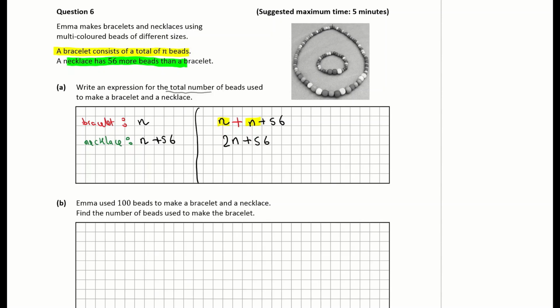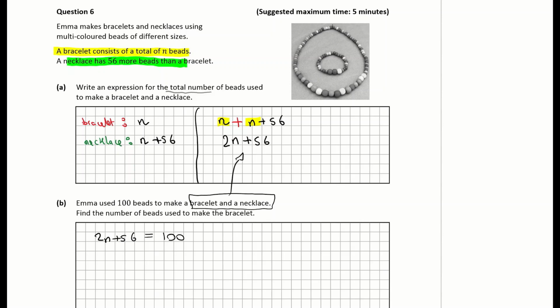Looking at part B, Emma uses 100 beads to make a bracelet and a necklace. Find the number of beads used to make the bracelet. So we're using 100 beads in total. So I have my bracelet and my necklace. So I need to find my expression for this, and I have it here. So that is 2n plus 56. And it's telling me that I use up 100 beads. So that must equal 100. So whatever the total amount is, it must be 100.